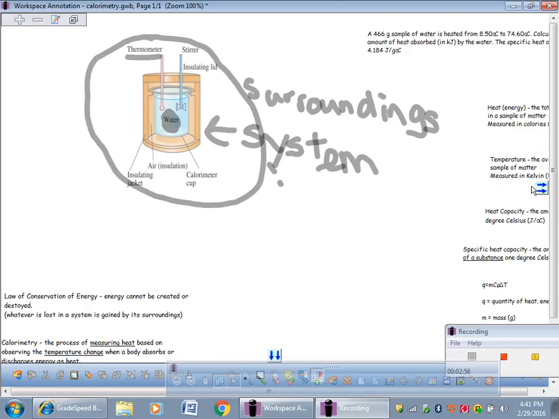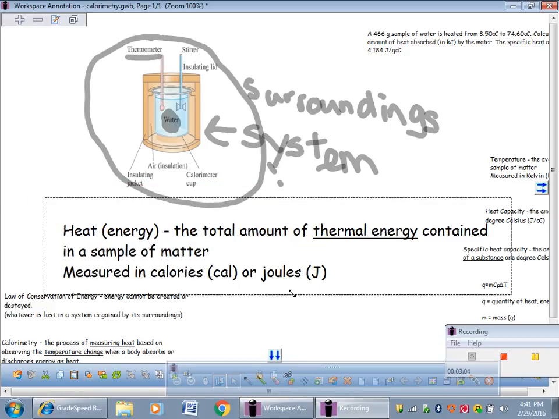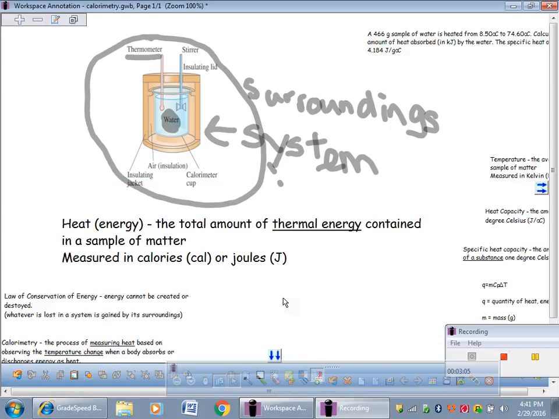All right, let's now take a look at the definition of heat. So heat is the total amount of thermal energy contained in a sample of matter, and we're going to measure it in either calories or joules. Now these calories are not exactly the same as the calories in your food. Actually, the calories in your food are kilocalories, and joules we will be seeing as well, and you might see kilojoules. So those are the units for heat.